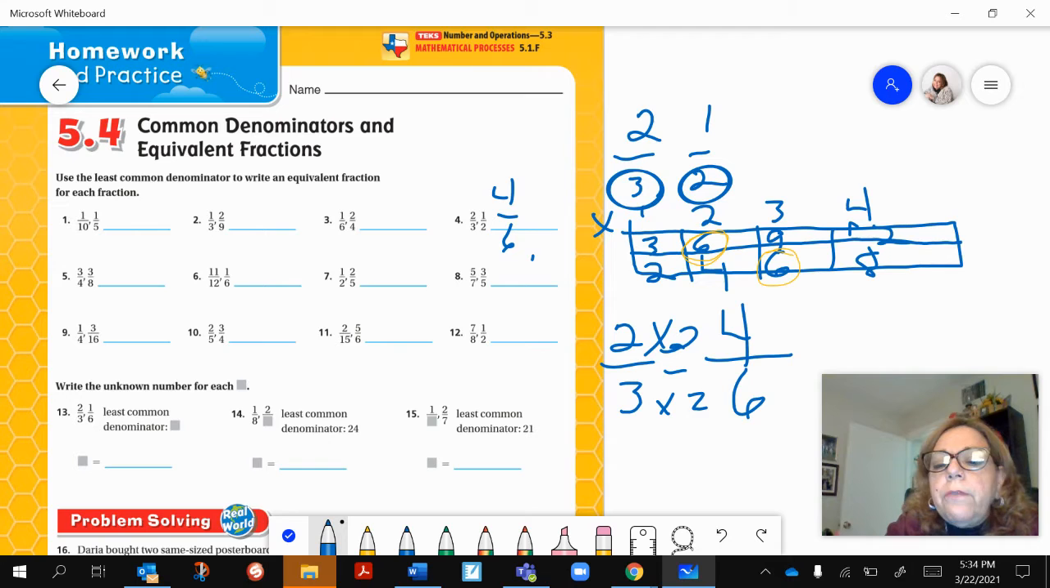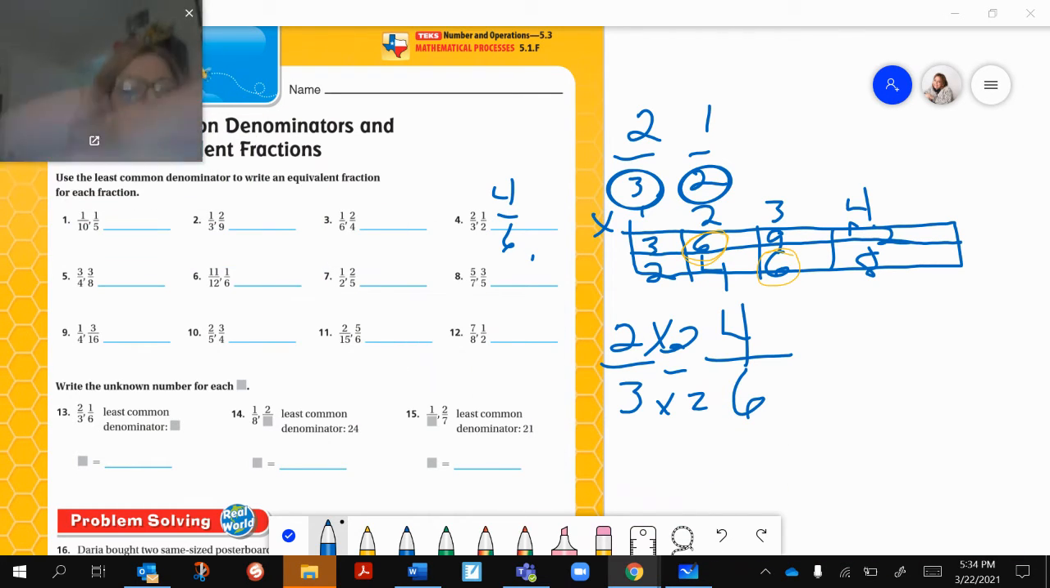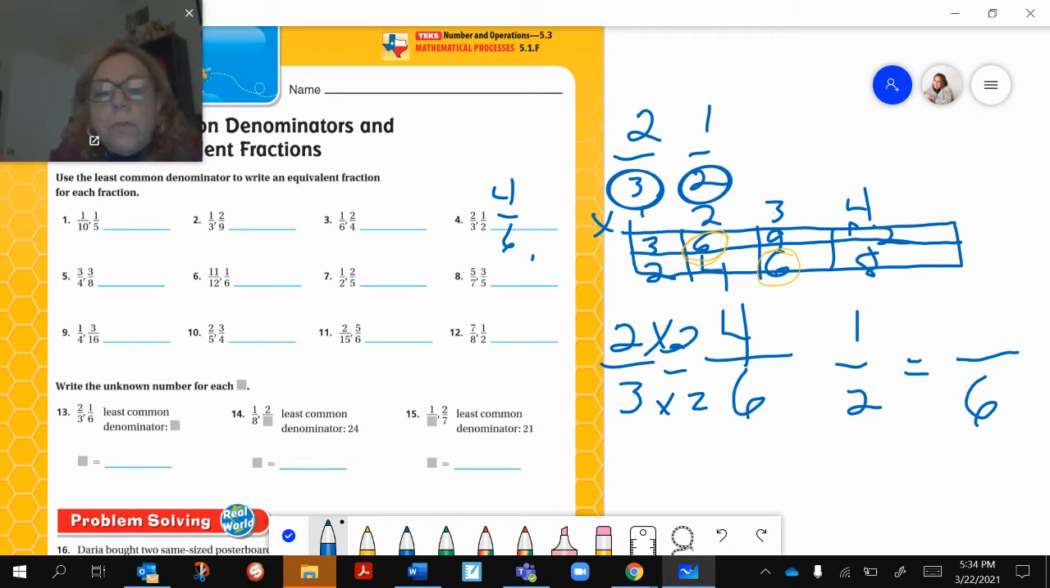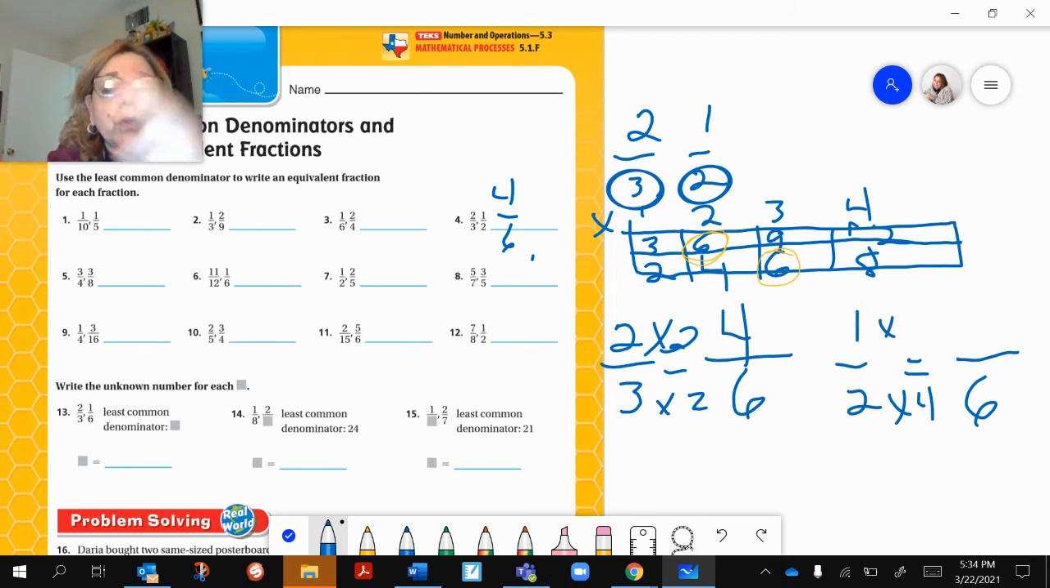And then my 1/2, I'm going to move my picture out of the way. So now I have 1/2 is the same as, and I said that the same denominator was 6. What did I do to get from 2 to 6? I multiplied that by 4. Whatever I do to the denominator, I must also do to the numerator. So 1 times 4 equals 4.